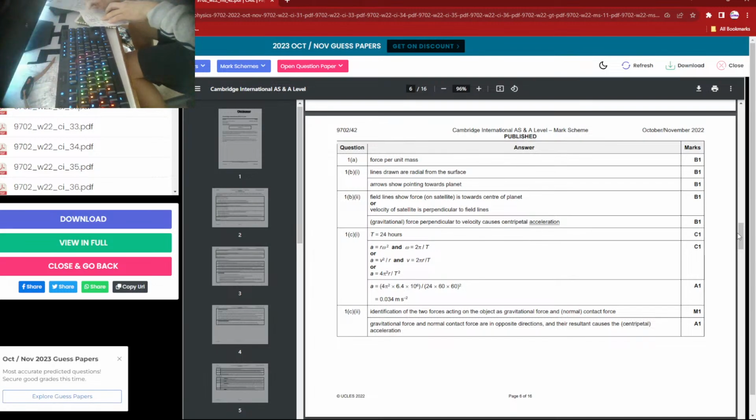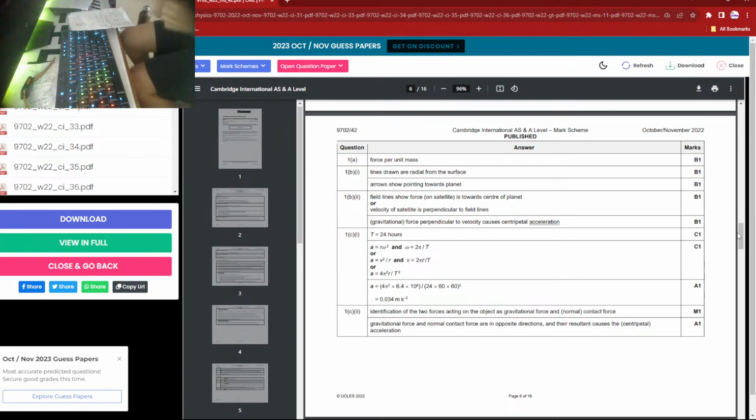So for the first question, force per unit mass. Okay, that's correct. Pointing towards the planet. Gravitational force perpendicular to velocity. Causes centripetal acceleration. Okay. T is 24 hours. 0.034. That's correct. Identification of two forces. Contact force.